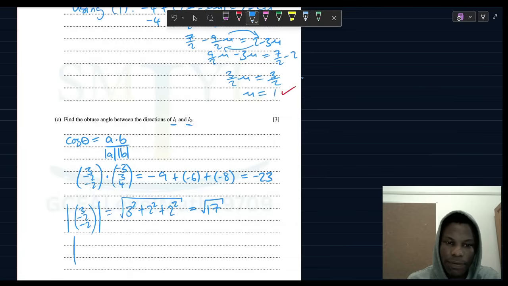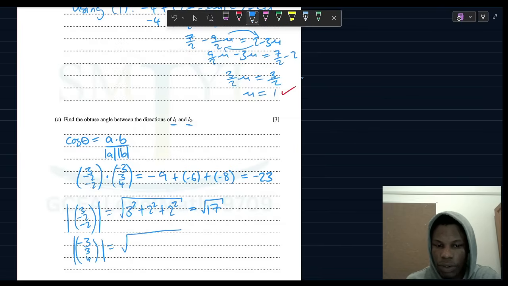And we'll do the same for the other direction. So we want negative 3, 3, 4. So that's just the square root of 3 squared plus 3 squared plus 4 squared. 4 squared is 16 plus 9, 25 plus 9 again, that's 34. Root 34.